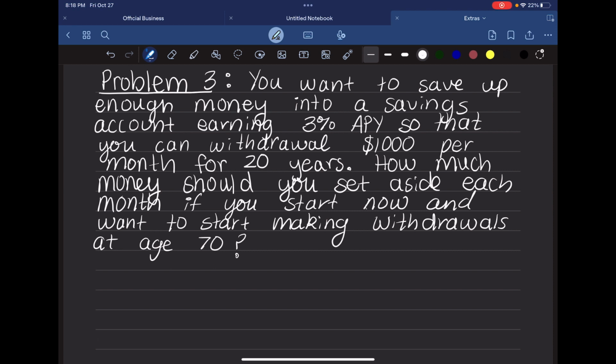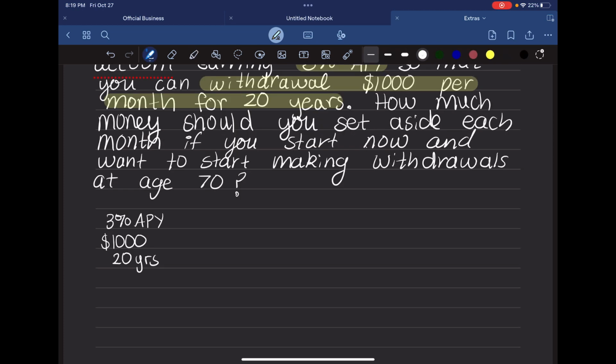Okay, so first, we need to figure out how much we need to save up in order to sustain the fact that we want to make withdrawals of $1,000 per month for 20 years. We know that the account that we're using has a 3% APY, so we can go ahead and use our payout annuity formula to figure out exactly how much we need to save up. So we have that A is equal to our monthly withdrawals, which are 1,000.